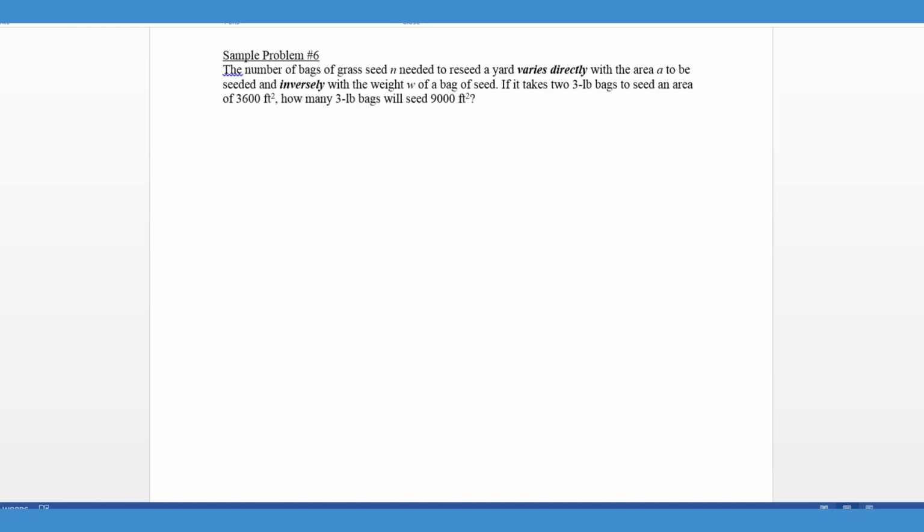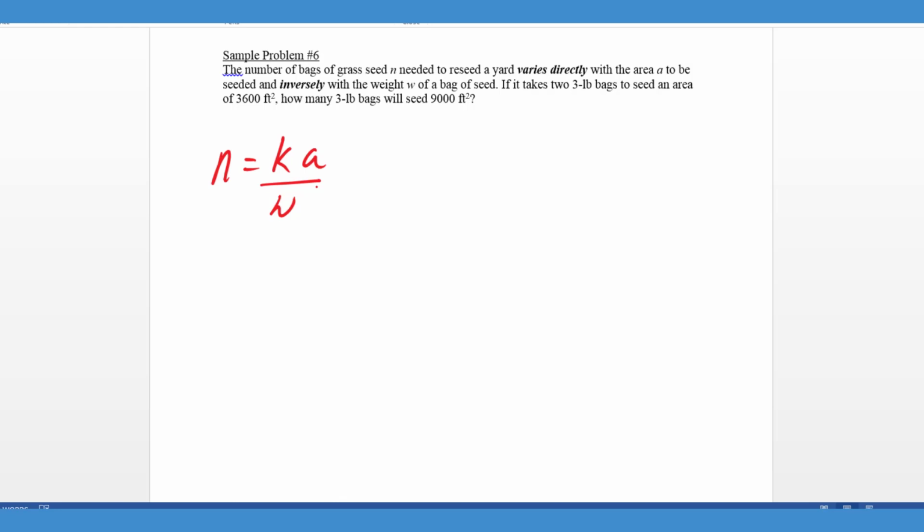So it says the number of bags of grass seed N varies directly with the area. So we know that N varies directly with the area, so we have K times A. So if that were all we had was a direct variation, we'd be done. But it also is inversely related to the weight of a bag of seed. And so our inverse relationship, if you were to, so to speak, cover up the A value, you now have K over W. And so you have the direct variation mixed in with the inverse variation. And so again, we can take the information that was given to us and plug it in and then just solve for whatever the missing part is.